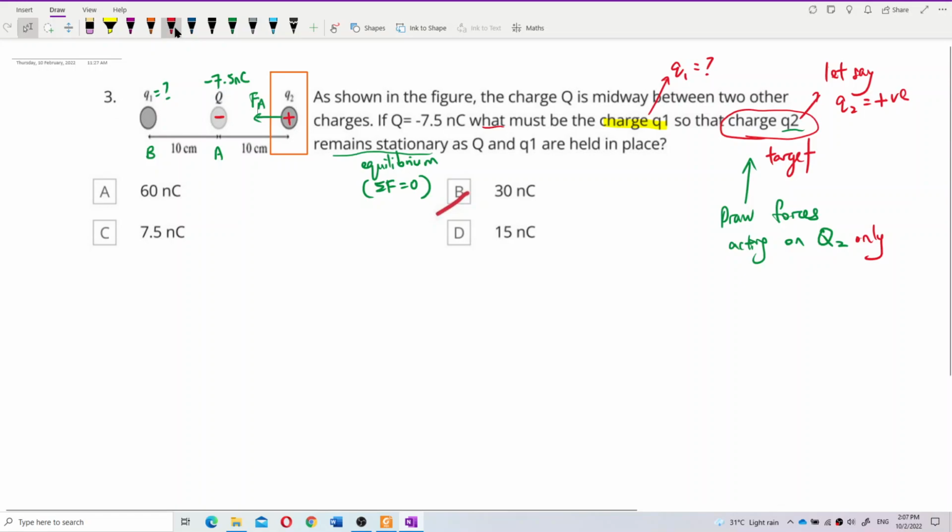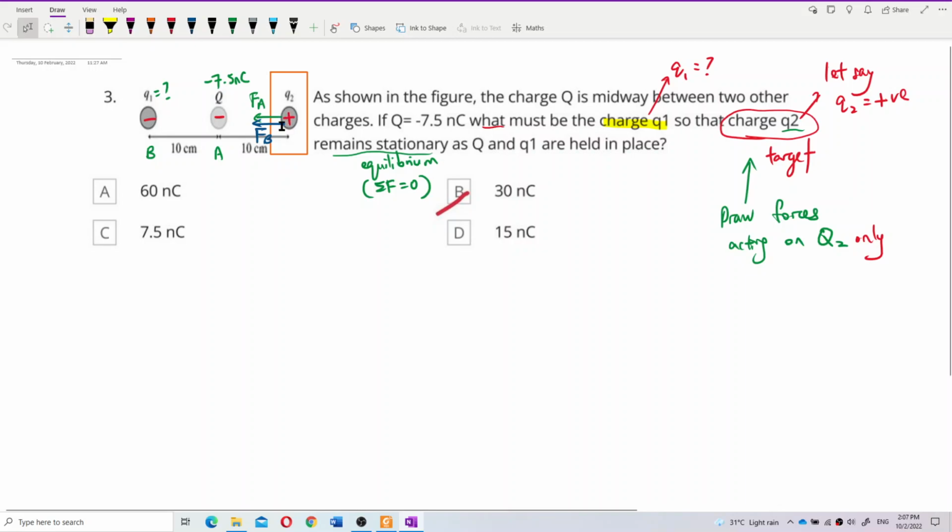I cannot put Q1 as negative. Why can't it be negative? Because if Q1 is negative, Q2 is positive and Q1 negative, so they attract some more. You see that? FB will be to the left also, towards Q1. So FA and FB cannot cancel each other, but they add up. So it cannot be equilibrium on Q2. It is impossible to be in equilibrium.